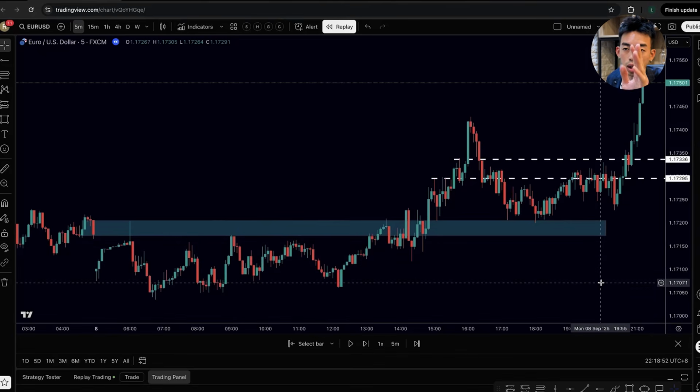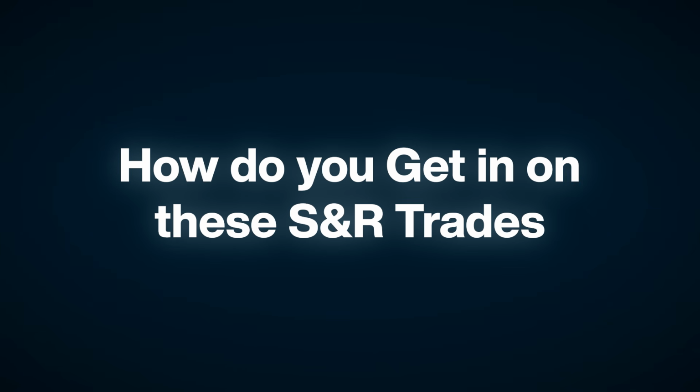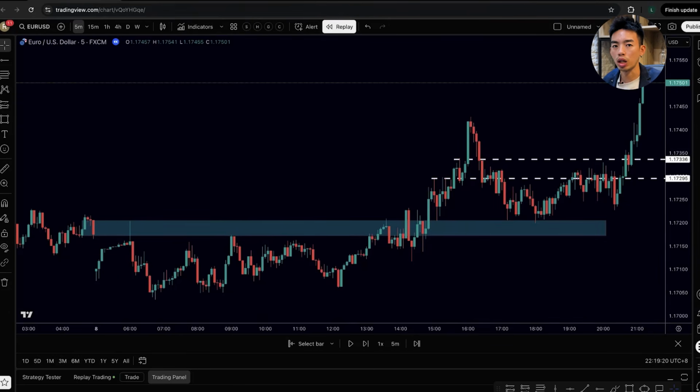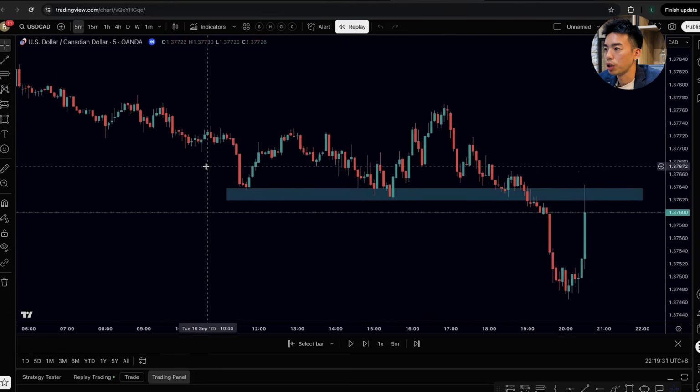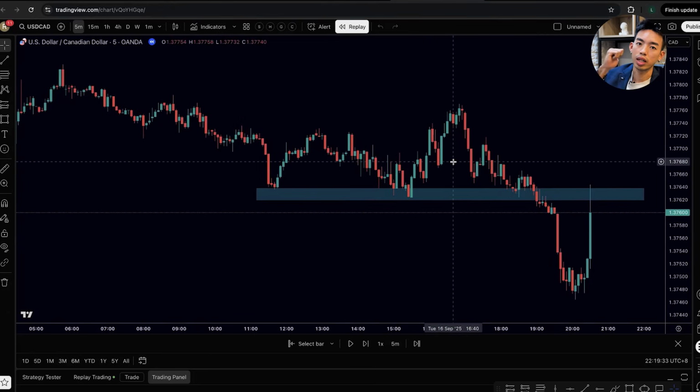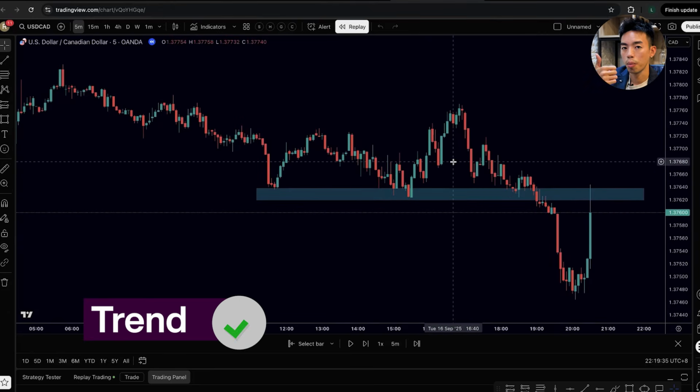All right, moving on to the last piece. I want to talk to you about how do you actually get in on these support and resistance trades. I want to show you this trade that just happened 1 hour ago, which has all the elements we were looking for. And for that, we will take a look at US dollar CAD. Now, US dollar CAD is pretty much in a downtrend. So we got that covered. Okay, we have a trend backing us up.